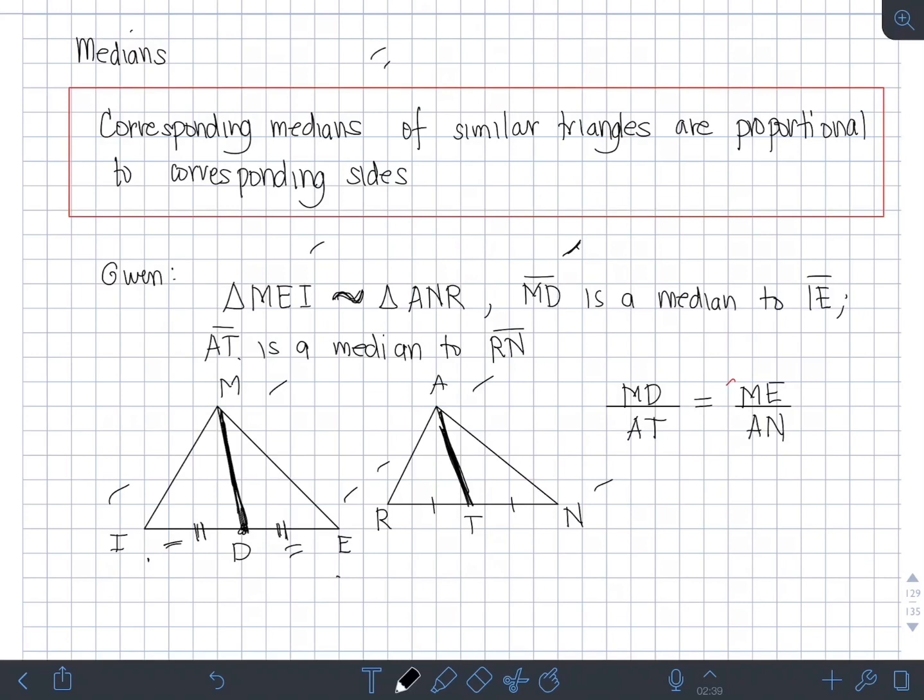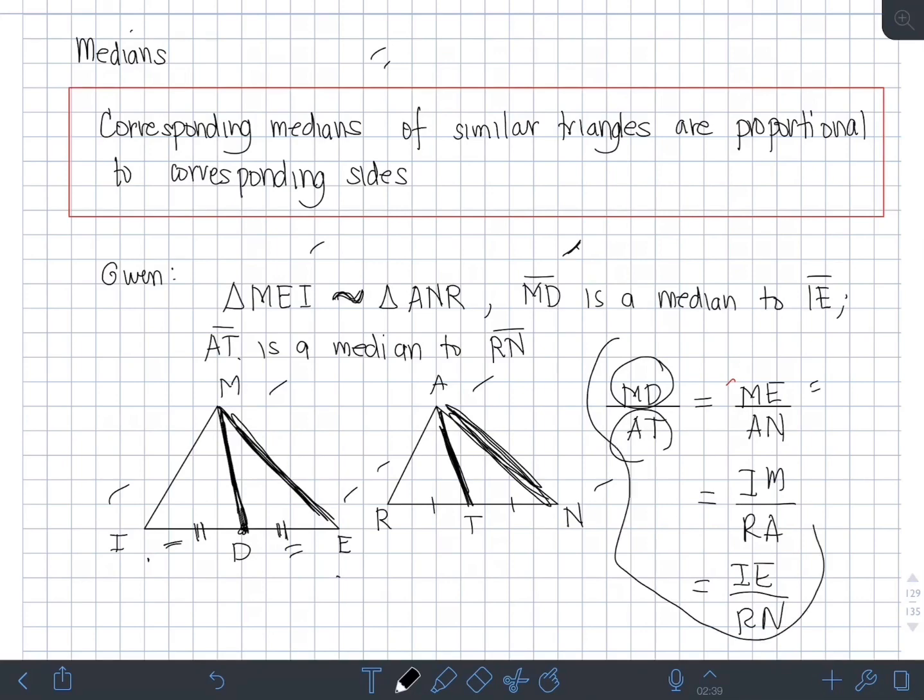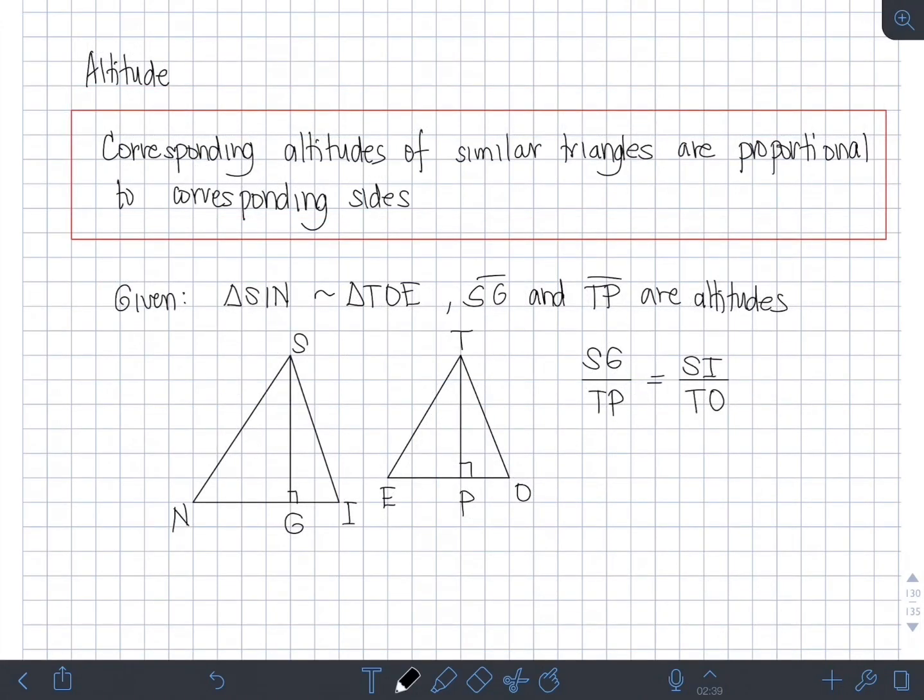So, we have the ratio ng dalawang median, which is MD over AT, is equal doon sa ratio din ng kahit anong dalawang corresponding sides. So, in this example, ginamit natin ME over AN. Okay? So, pwede rin equal sa ratio ng other sides. Depende sa given sa problem, pwede rin IM over RA. And pwede rin IE over RN. So, ito yung equation natin para sa theorem natin for medians. Okay? Next, let's have the theorem for altitude.